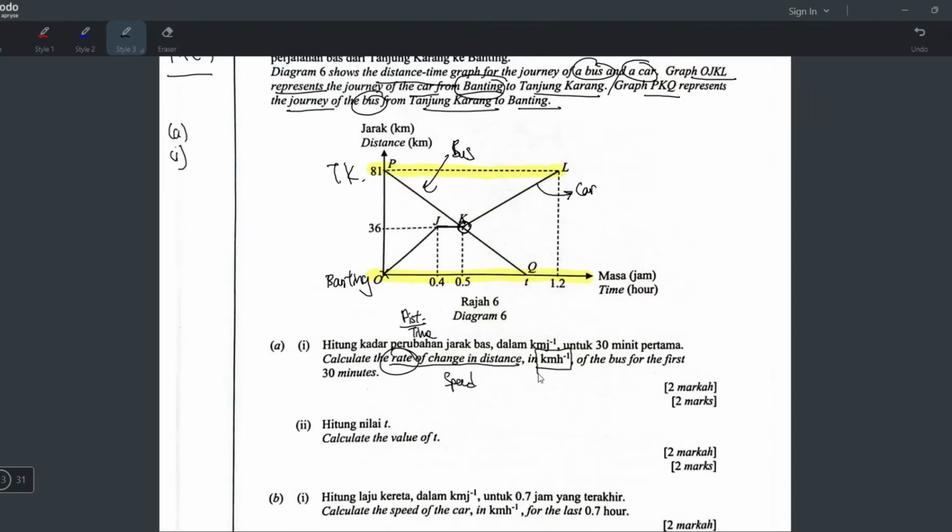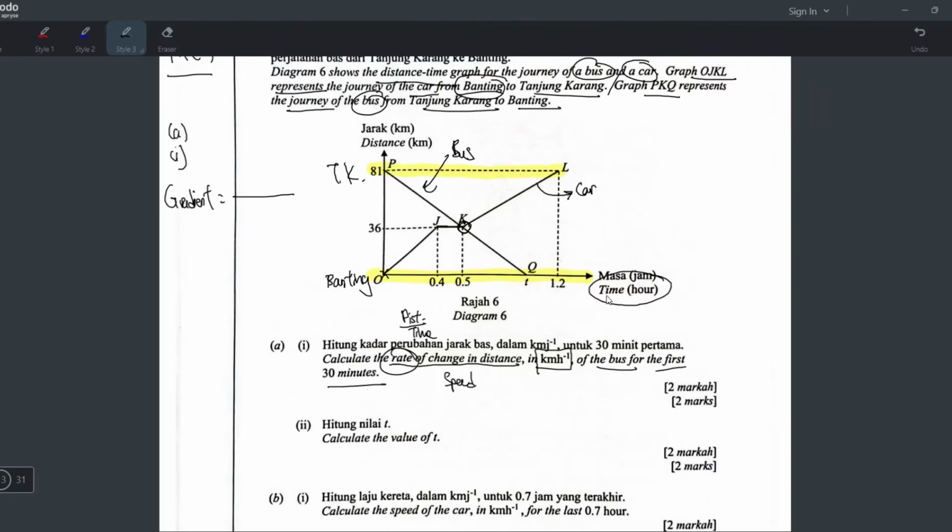And look at the unit, they want kilometer per hour of the bus for the first 30 minutes. So we have to focus on the bus punya garisan and we have to find the speed. Speed punya formula is distance over time. If you look at the y-axis, distance, x-axis, time. So you're finding the gradient basically. Use gradient because that's how you find speed using distance time graph. You just find the gradient. Because gradient formula is y minus y over x minus x. So you're finding distance over time, which is speed. But they want for the bus, and it's for the first 30 minutes.